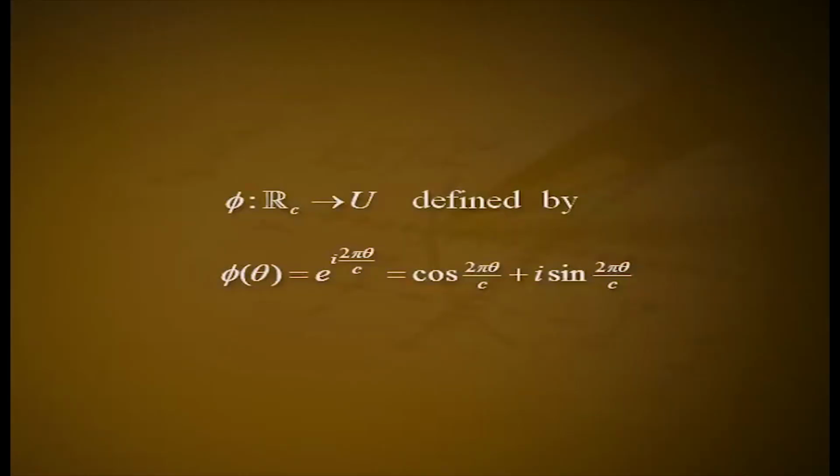Give a geometric interpretation. Solution. Step 1. Consider phi from R_c to U defined by phi(theta) = e^(i 2 pi theta / c), which is equal to cos(2 pi theta / c) + i sin(2 pi theta / c). Step 2. Phi is one-to-one.